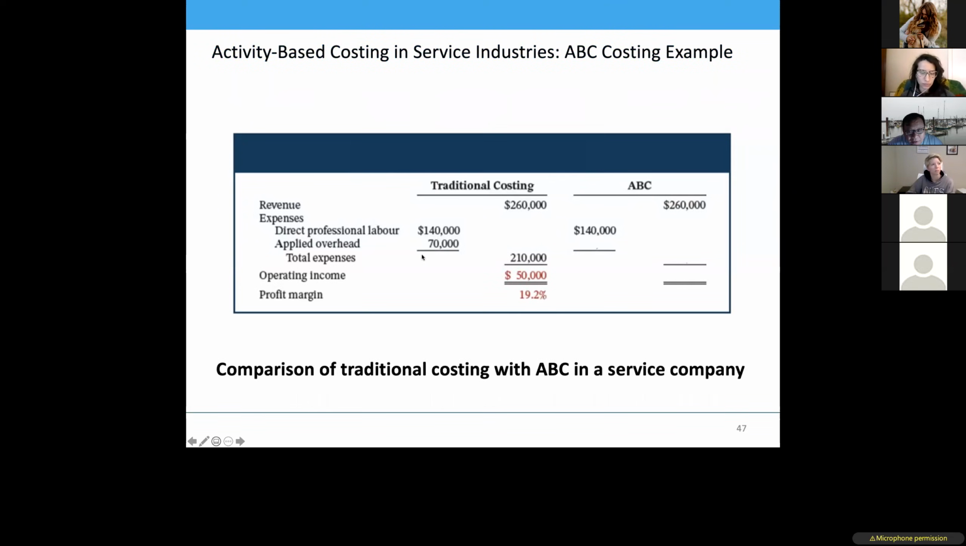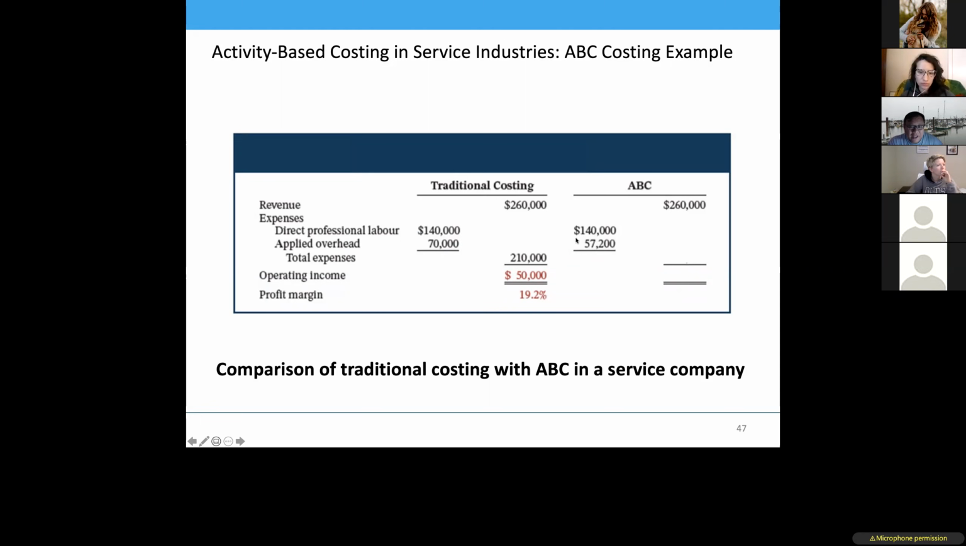Okay, so when you compare these 2, this is the traditional costing we have seen. 50% of 140,000 is 70,000, and your income is 50, and the margin will be 50 divided by 260, so that's 19.2%. So what this tells you is that under traditional costing, the profit margin for this service is 19.2%.